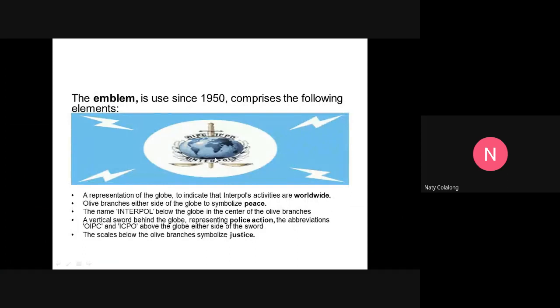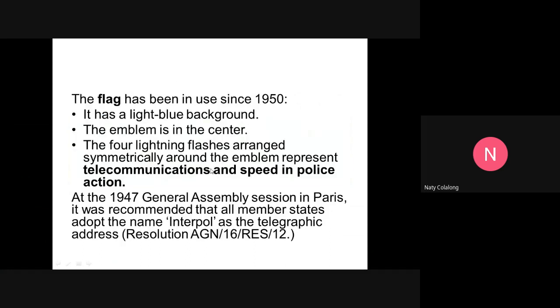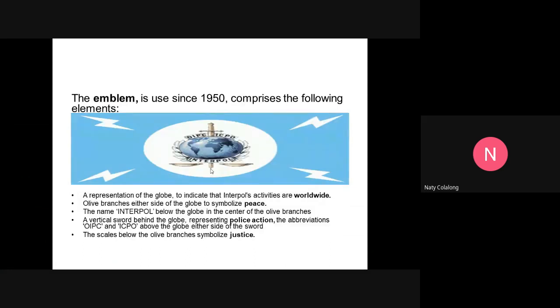And then a vertical sword behind the globe representing police action. Then you have there the abbreviations OIPC and ICPO above the globe on both sides of the sword. And then the scales, here is the scale. The scales below the olive branches symbolize justice.